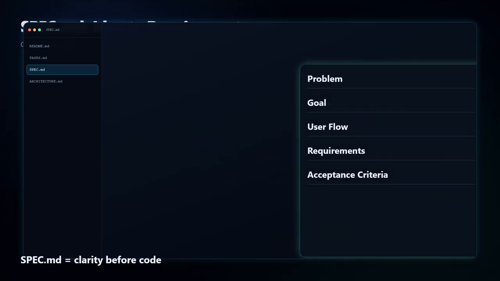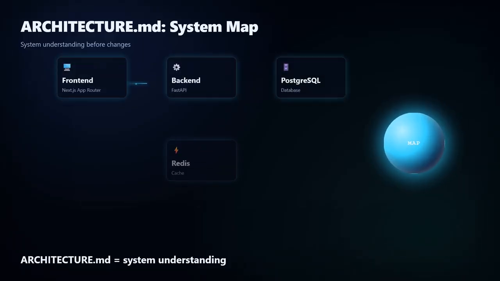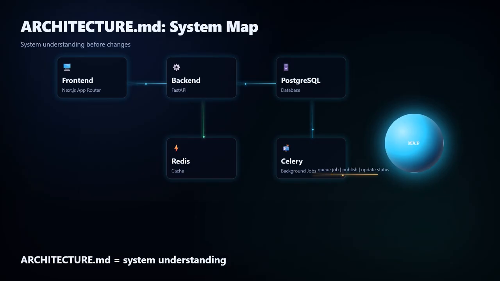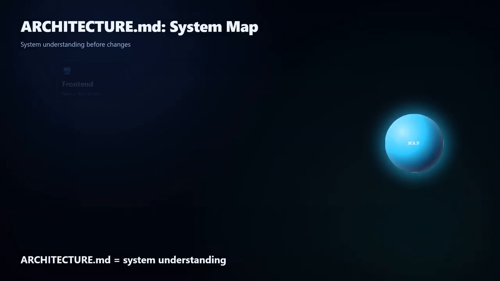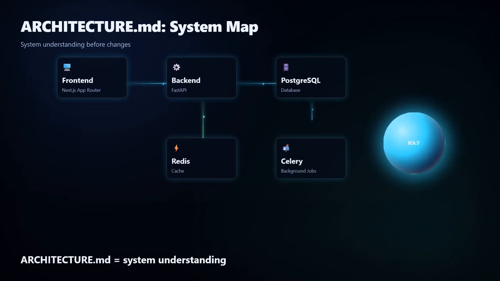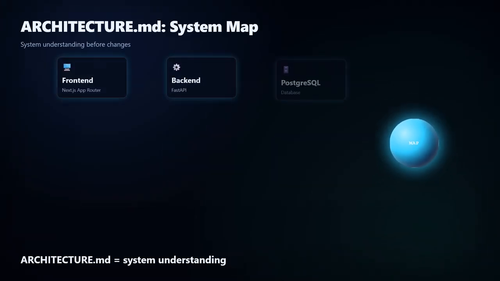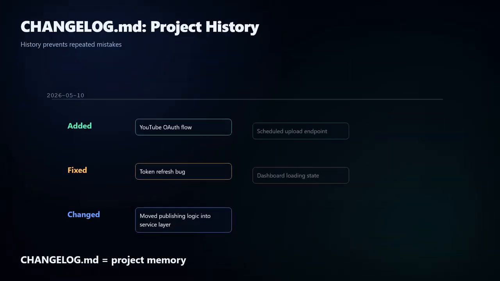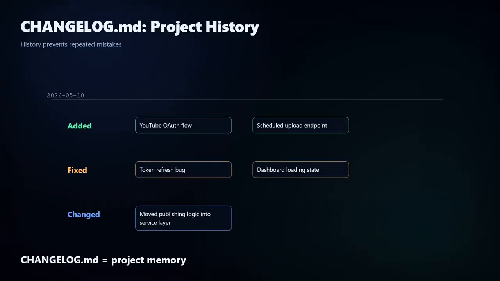And we have the ARCHITECTURE.md. These files help explain how your system works. This file is extremely useful for AI agents. Why? Because agents need to understand the system before they modify it. Without architecture context, they will make shallow changes. With architecture context, they make better decisions. And finally, the CHANGELOG.md. This helps humans and AI agents understand the history of the project.